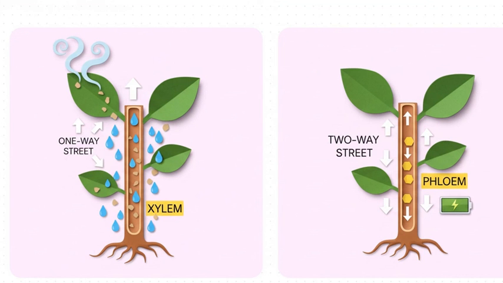Of course, plants need a transport system too. The xylem is like a one-way street, pulling water and minerals up from the roots. It's powered by water evaporating from the leaves, a process called transpiration. The phloem, though, is a two-way street. It moves the sugary food made in the leaves to wherever the plant needs it. And this process, called translocation, is an active one. The plant actually has to spend ATP to make it happen.